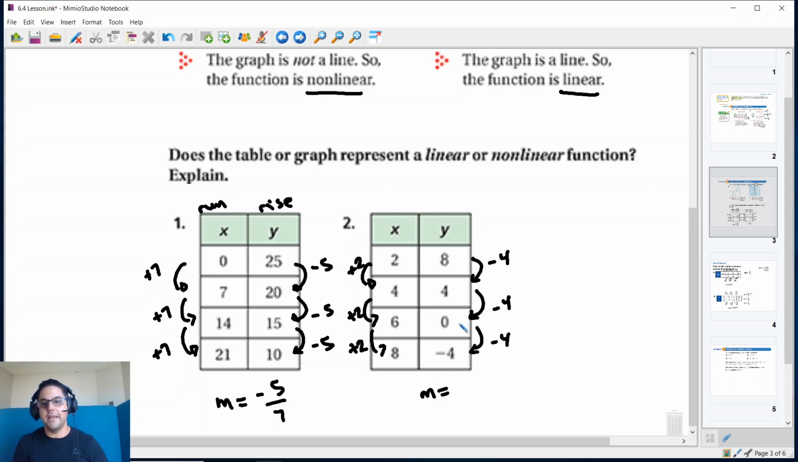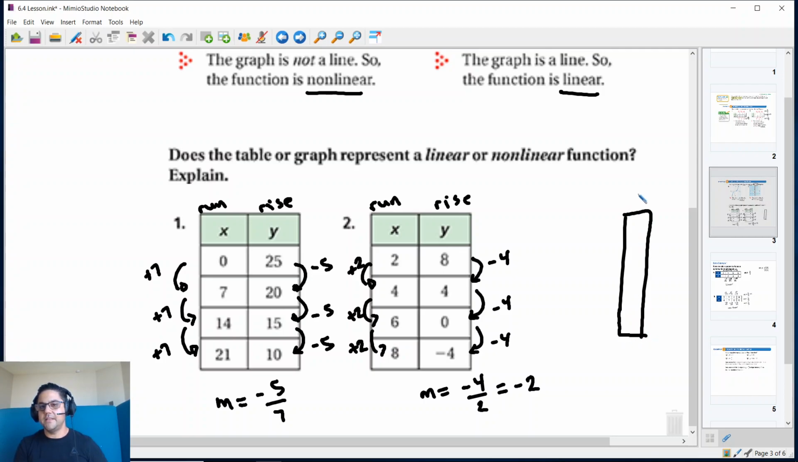So that would be, again, rise over run. So rise is y, change in y, so it's -4/2, which is really -2. Excellent. Now, what you might see on your assignment, again, let's say you have your x here.